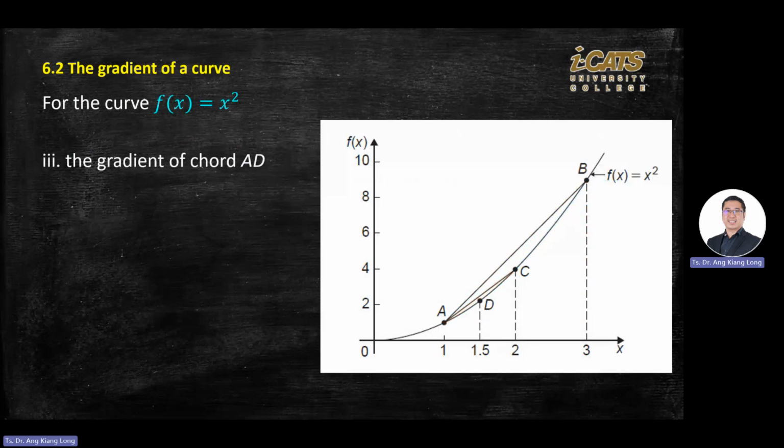And if you understand the previous two examples, if the question asks you to find AD, it's also the same. For AD, you should take the function of y: function 1.5 minus function 1, divided by 1.5 minus 1. Functional notation is useful when you don't know the value of y on the graph.